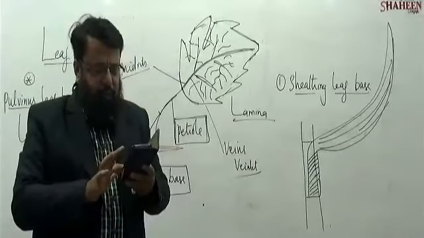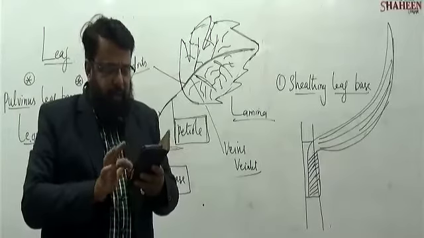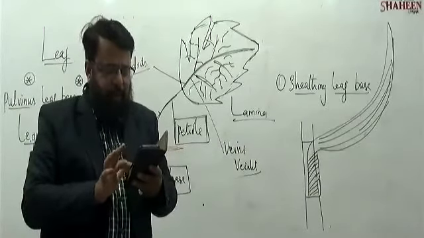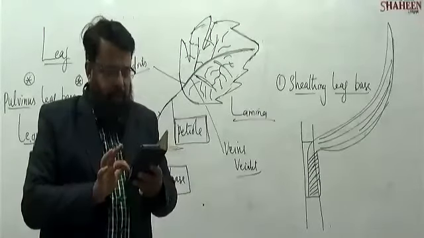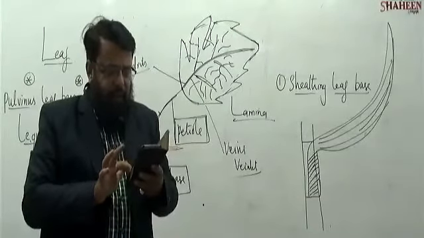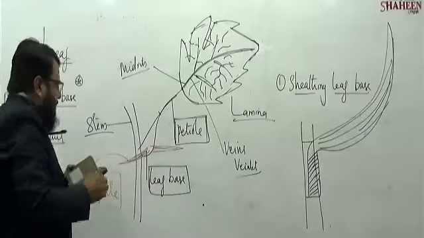Become swollen, which is called as pulvinous leaf. The petiole helps hold a blade to the light. Long, thin, flexible petiole allows the leaf blade to flutter in the wind, thereby cooling the leaf and bringing fresh air to the leaf. I have covered it.